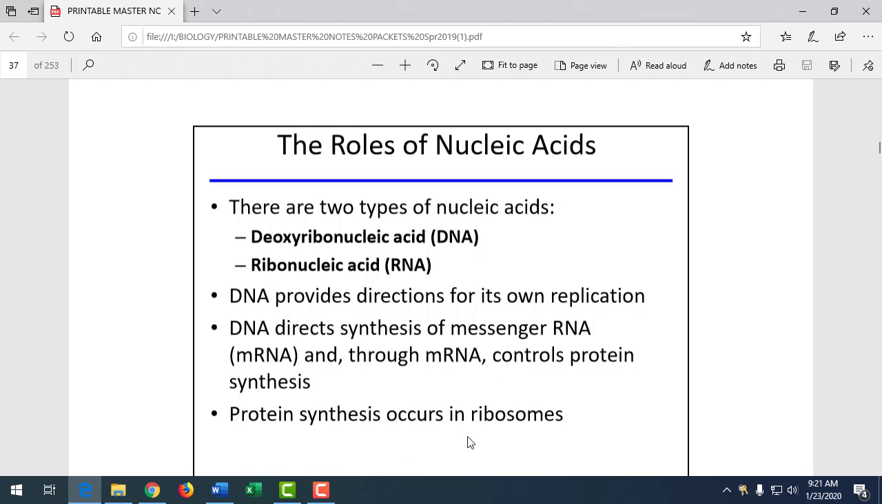So where does that all occur? On the ribosome. So when you think about the function of nucleic acids, it's protein synthesis, which occurs on the ribosome, which is an important organelle in the cell. So this is key.